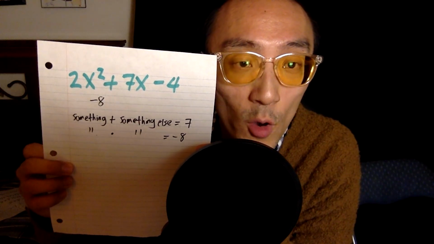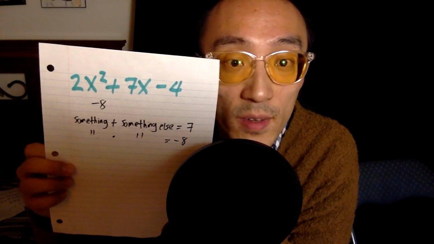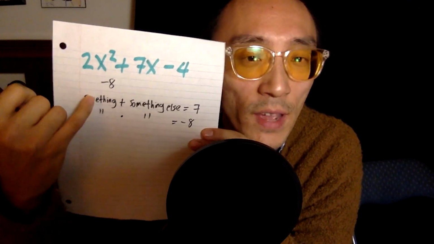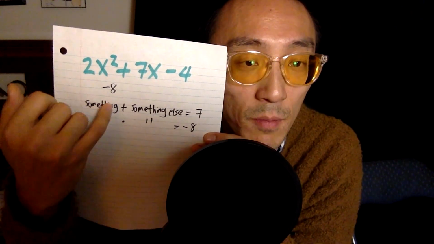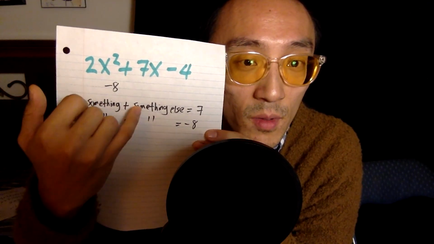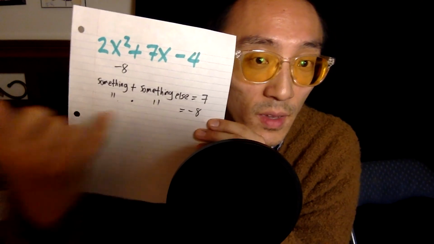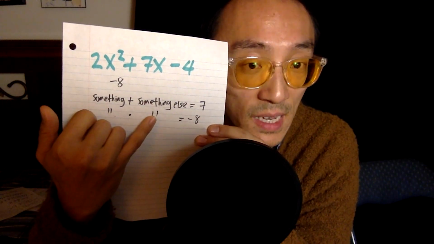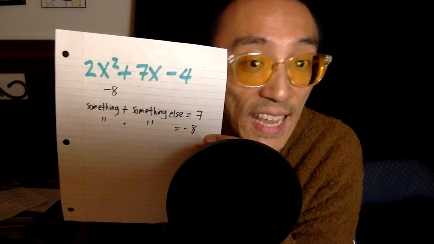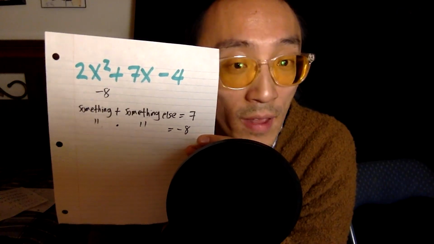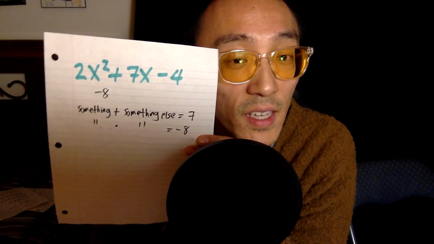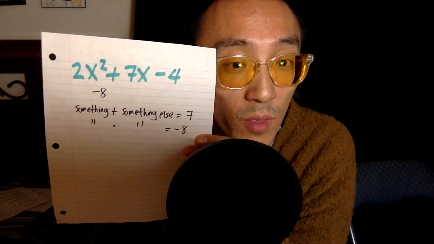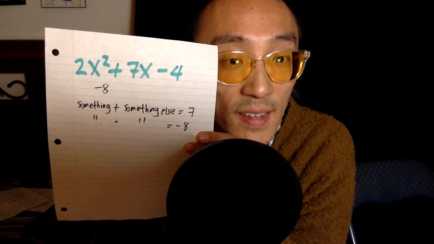Let's multiply the coefficient in front of the x squared times the constant. That gets us -8. So you don't have to write this out, guys. You can do this in your head. But some number plus another number equals 7, and that same number times that same second number equals -8. So that's the only trial and error you have to do. What added together, two numbers, equals 7, and multiplied together equals -8.